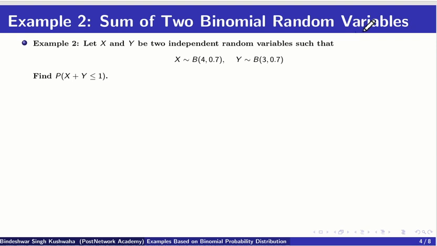That is the sum of two binomial random variables. Let X and Y be two independent random variables, so that X follows binomial distribution with number of trials 4 and probability 0.7. Y has number of trials 3 and 0.7 is the probability. That means n is 4, p is 0.7, and we have to find the probability that the sum of X and Y is less than or equal to 1.